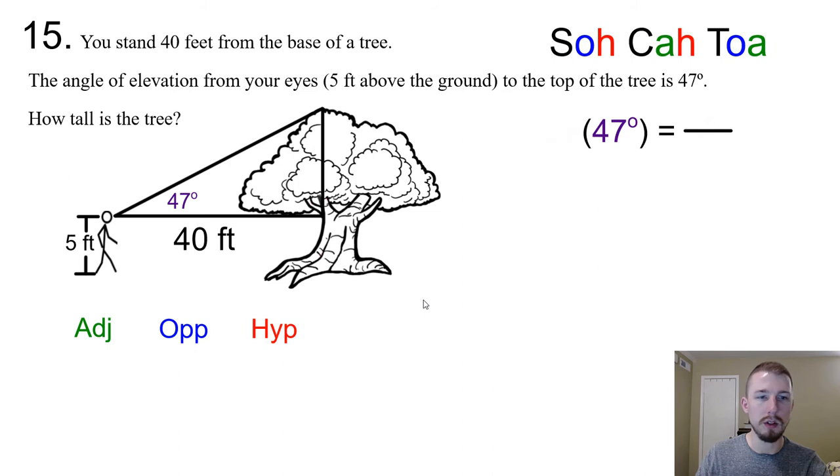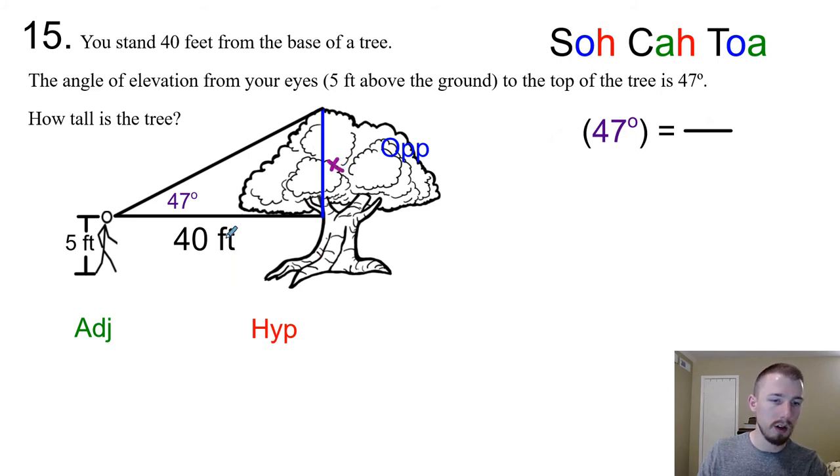Number 15, you stand 40 feet from the base of a tree. The angle of elevation from your eyes, which are 5 feet above the ground, to the top of the tree is 47 degrees. So how tall is the tree? So angle of elevation is looking up from eye level is 47 degrees. Your eyes, keep in mind, are already 5 feet above the ground. So we're going to have to add that 5 feet to the total height that we have here. So this height here, that's going to be the opposite side, by the way. That's going to be our length x that we're looking for. So we're trying to solve for the length of x here.